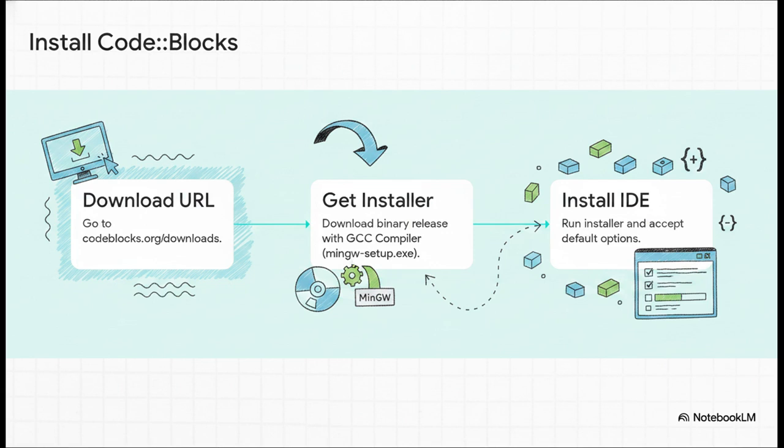You'll head over to codeblocks.org/downloads and click on the binary release. Now, pay absolute attention to step 2 here. Make sure you download the installer that has mingw in the file name, something like mingw-setup.exe. Why? Because mingw includes that compiler we just talked about. If you accidentally download the basic version without mingw, you're going to end up with a text editor, but absolutely no compiler to translate your code, and your programs will never run. Once you have that mingw version downloaded, just run the installer and click Next right through all the default options.